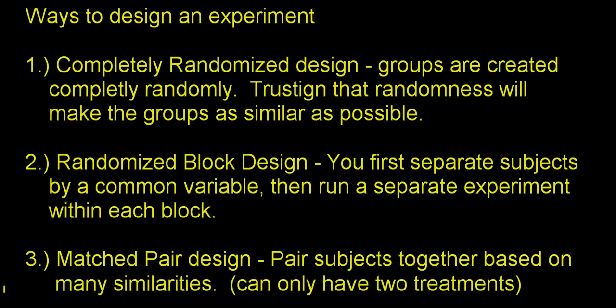Now let's talk about the different ways to design an experiment. There are 3 very good, very acceptable designs. Number 1 is what we call a completely randomized design. Here, groups are created completely randomly. So, sorry for the typo, you're trusting that randomness will make the groups as similar as possible.